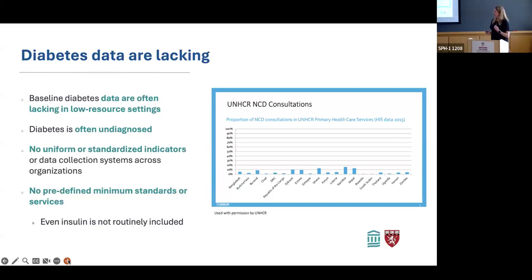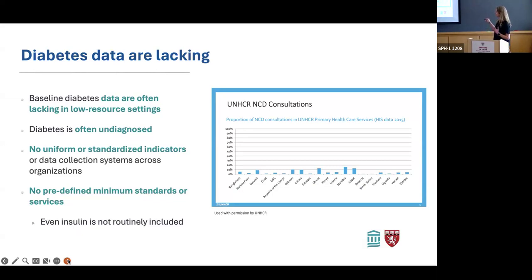However, baseline diabetes data are often lacking in lower and middle income countries. Diabetes, as I mentioned earlier, is often undiagnosed. 50% of the people are walking around not knowing they have diabetes. And there are no uniform or standardized indicators for data collection. They're not part of the MIRA, so the MIRA doesn't necessarily collect NCD-related data. Even across organizations, data is not collected consistently.